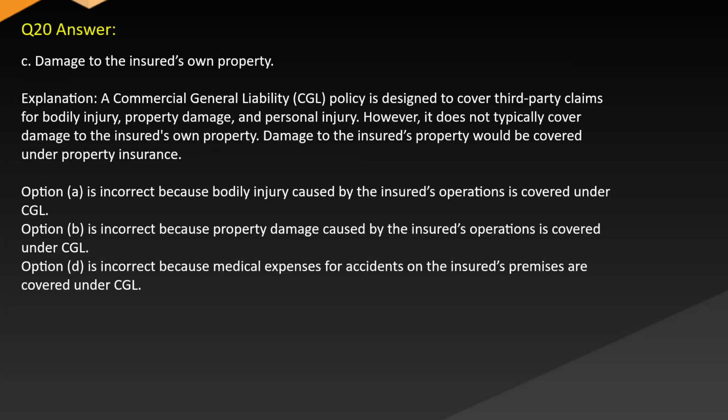Answer: C. Damage to the insured's own property. Explanation: a Commercial General Liability (CGL) policy is designed to cover third-party claims for bodily injury, property damage, and personal injury. However, it does not typically cover damage to the insured's own property. Damage to the insured's property would be covered under property insurance.